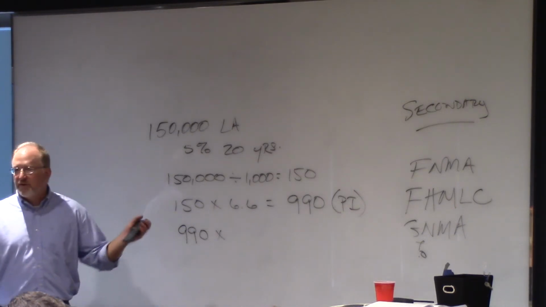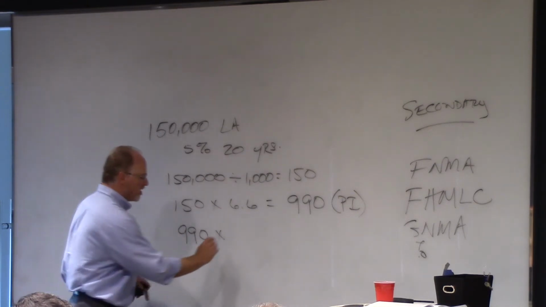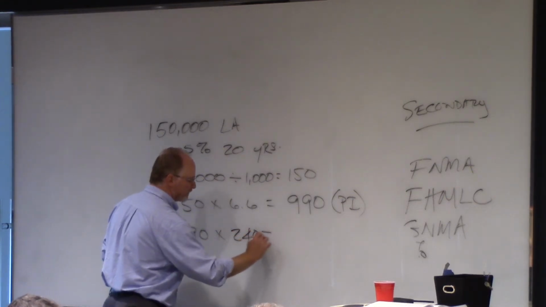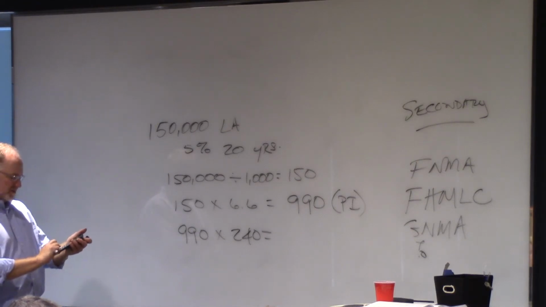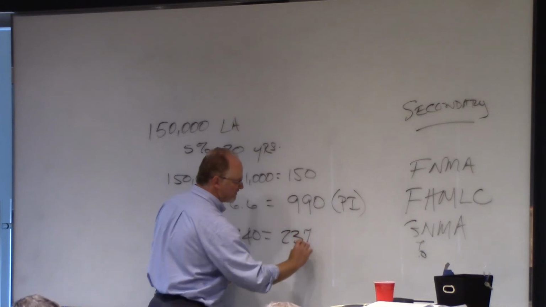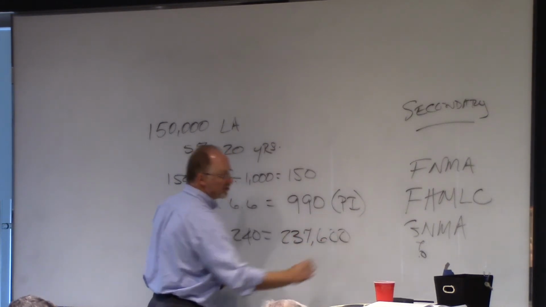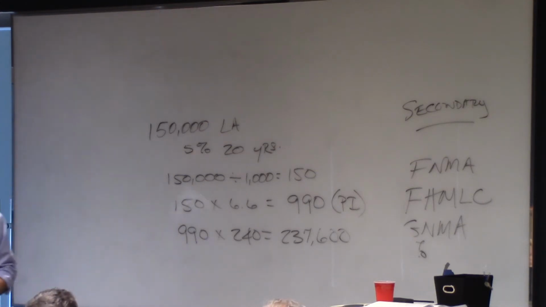All the problems we do are in 30-year. Be careful on the exam. Make sure they don't try to sneak one by you. 240 times. So 990 times 240. Somebody check this number here, but I have 237,600. And just to remind you, what is that number? That's the total principal and interest you paid over the life of the loan.